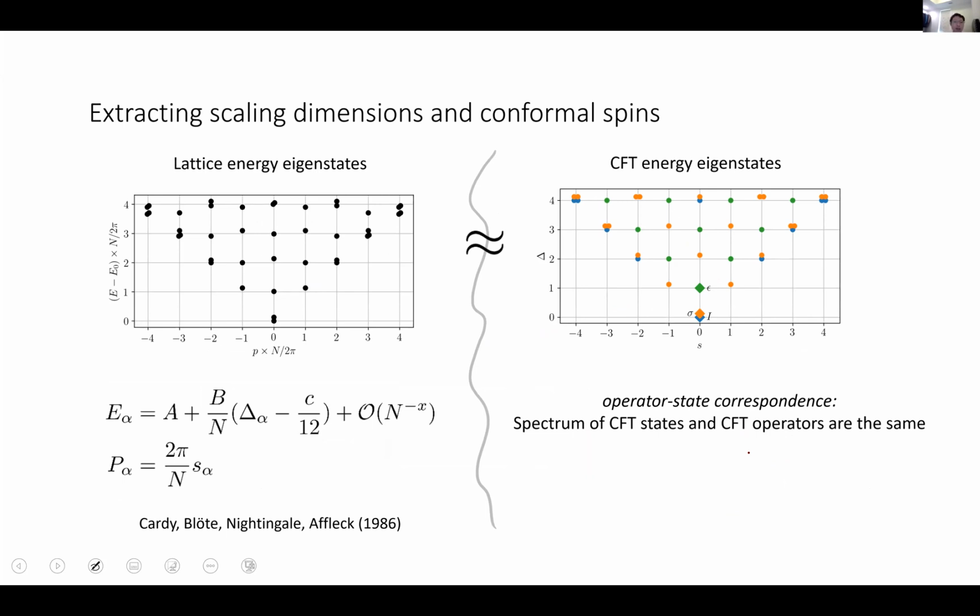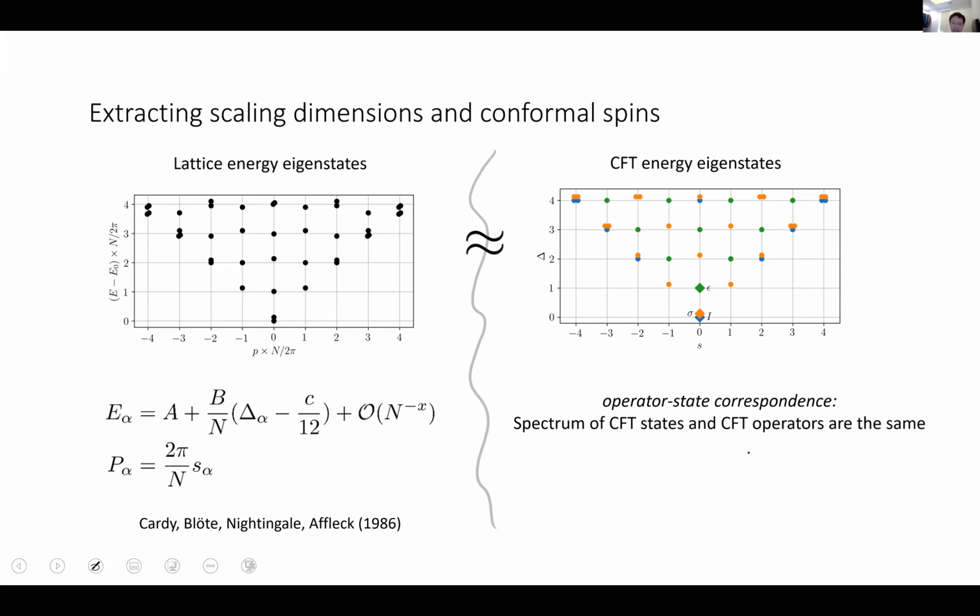As I mentioned before, the whole thing of this talk is about the left-hand side, which is lattice eigenstates, roughly related to the right-hand side, which is CFT eigenstates. Of course, I am playing a game here, where I exchange CFT operators for CFT eigenstates. And this is legitimate because of the operator-state correspondence. So the right-hand side is the operator spectrum, and it's also the state spectrum. And that is just for comparison with the left-hand side, because the left-hand side is also a state spectrum.